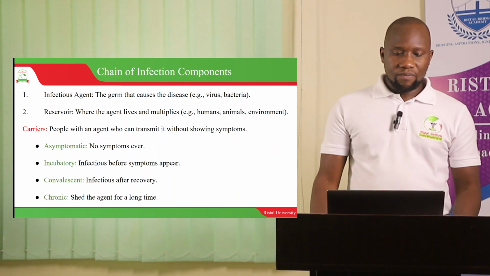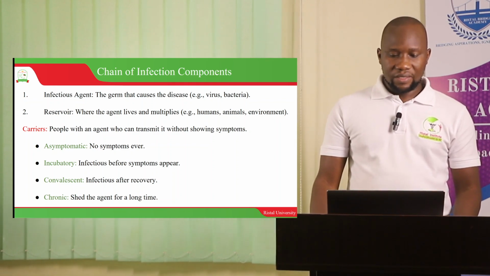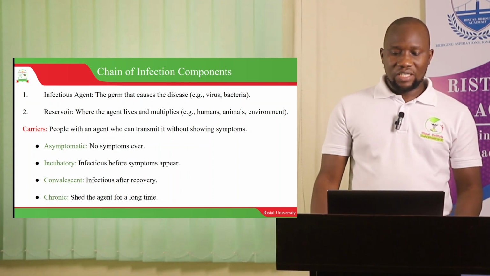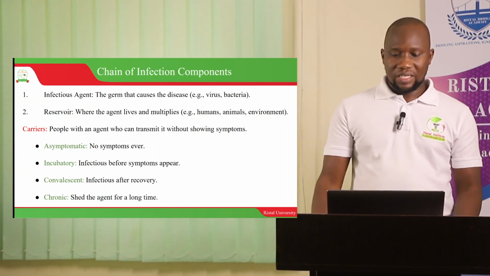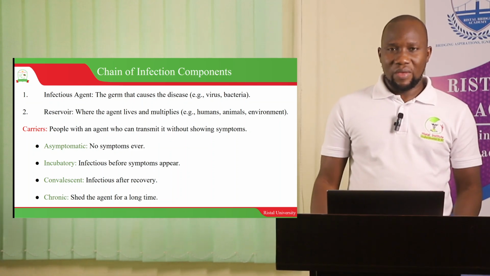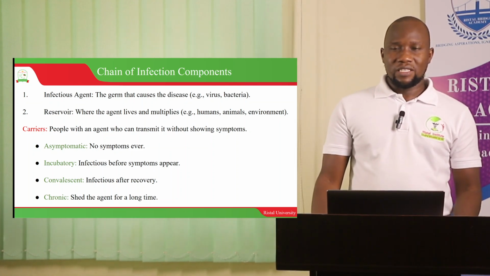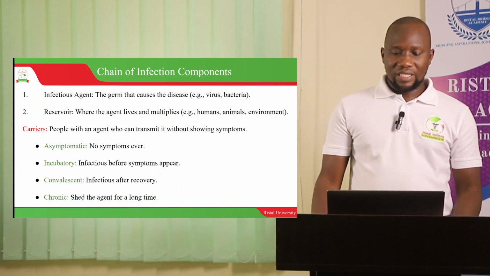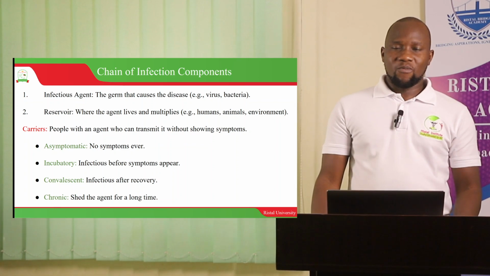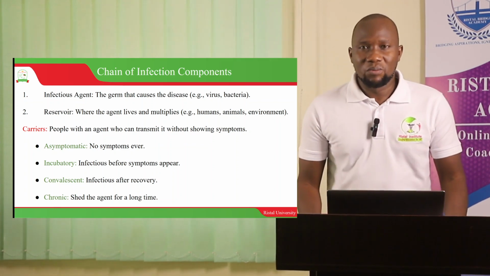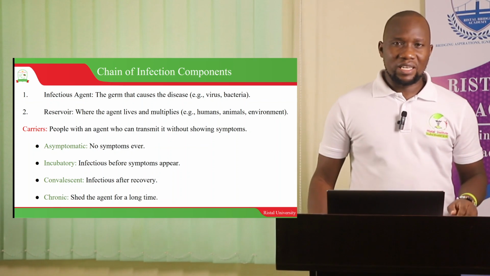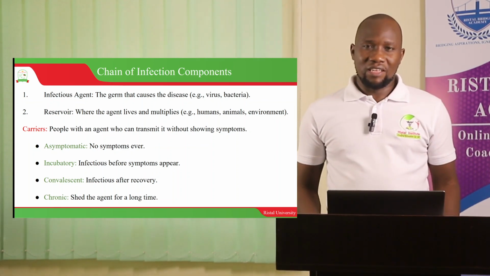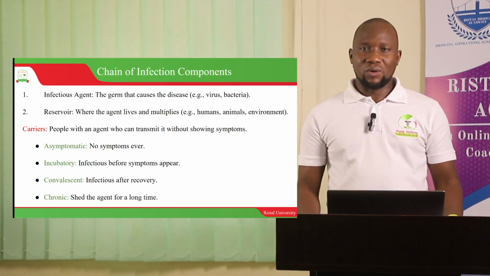And then we have incubatory carriers. These individuals are infectious before the symptoms appear. Okay, and this is very important for prevention measures. It doesn't necessarily mean that a person who has the symptoms is the one who is infectious. That means that they are the ones that can transmit the infection, not necessarily all the time.